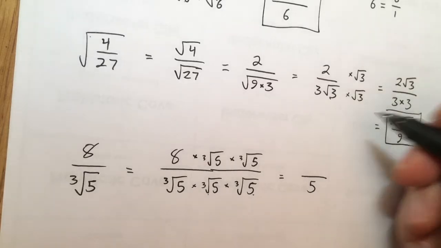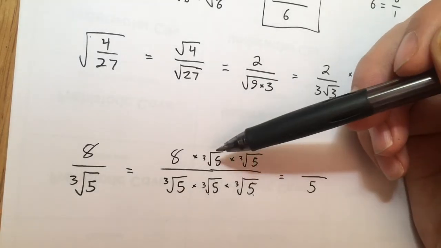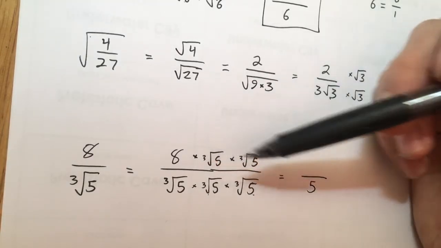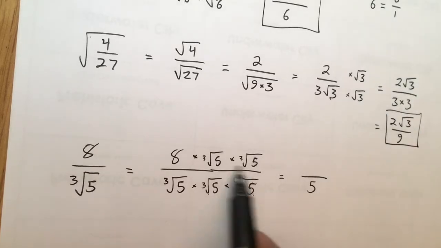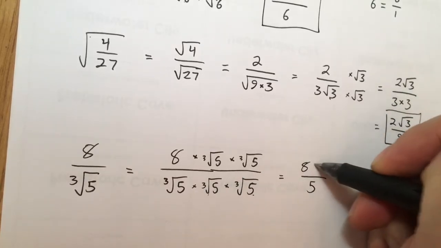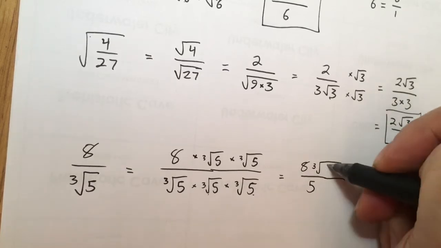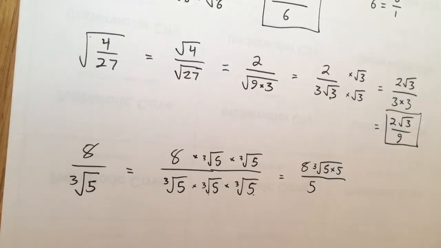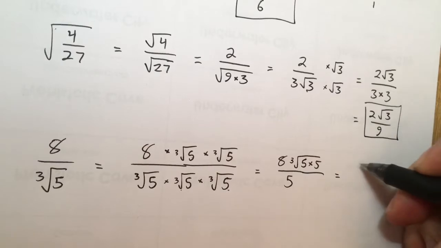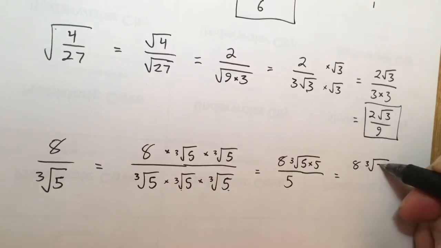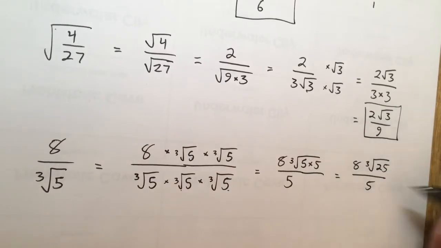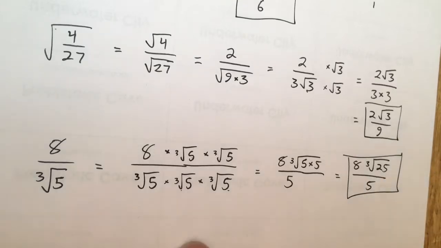What happens to the numerator? Well, I have the cubed root of 5 times the cubed root of 5. I can combine these: 5 times 5. All right? So this becomes 8 times the cubed root of 25 divided by 5. And that is my final answer.